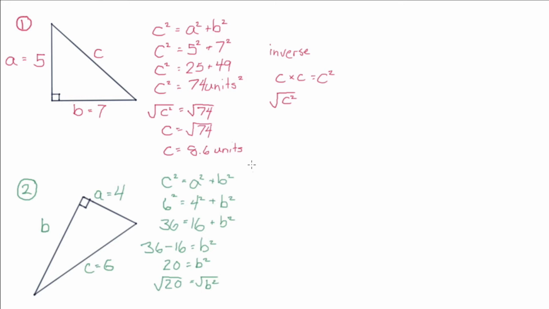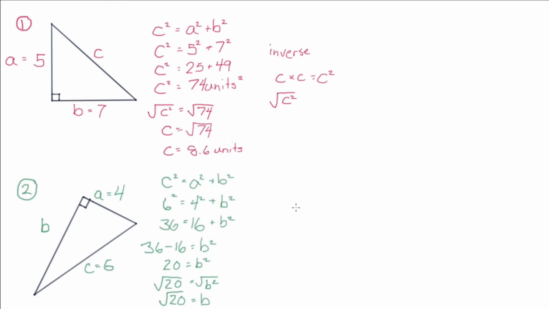And as we saw before, when we have the square root of B squared, the square root and the square cancel each other out. So we're left with the square root of 20 equal to B. So the length of the side, or leg B, is the square root of 20. And as we know, it is fully acceptable to leave this side length as the square root of 20.